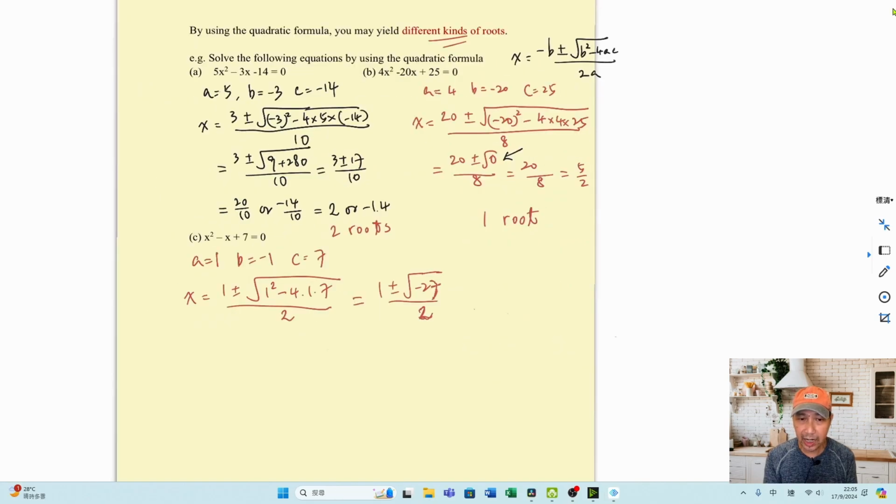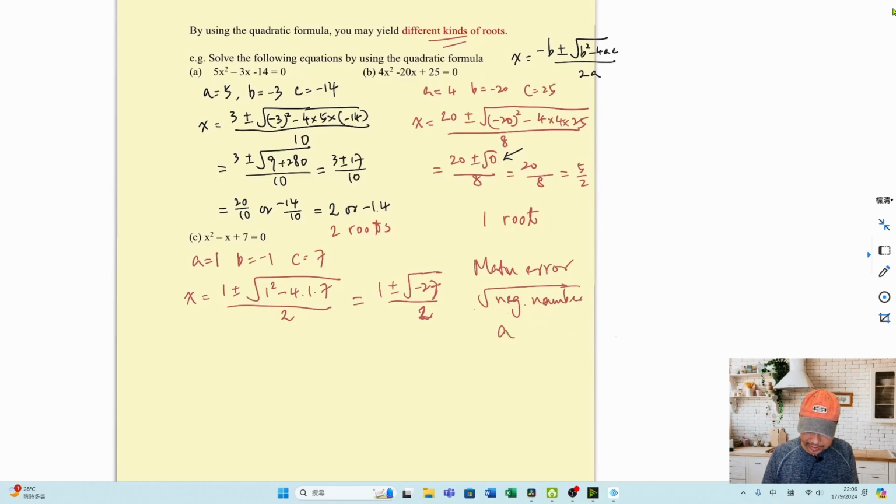Consider part C. I've written down the steps, and then we have x is equal to 1 plus or minus the square root of negative 27, over 2, and then we try to use a calculator to find the value of root negative 27. If you do, you may find the message in the calculator, math error. This math error appears when you take the square root of a negative number.